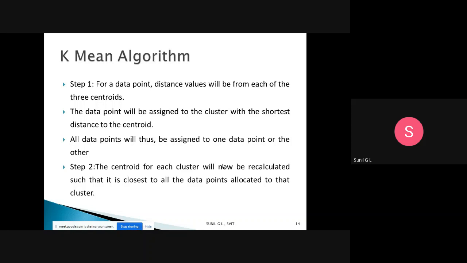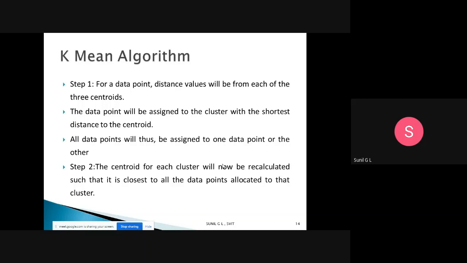Three centroids are there, so I have taken one data point. Then the distances will be 4, 6, 8. So the distance to centroid one is 4, to centroid two is 6, and to centroid three is 8. Then you can group that data point with the nearest centroid. Then all data points will be assigned to one cluster or another.